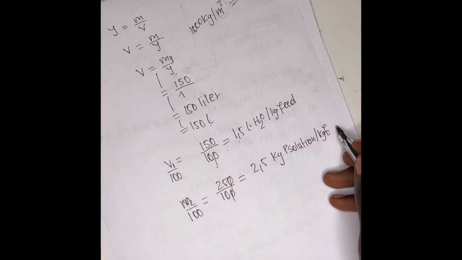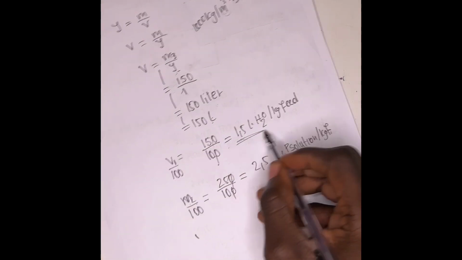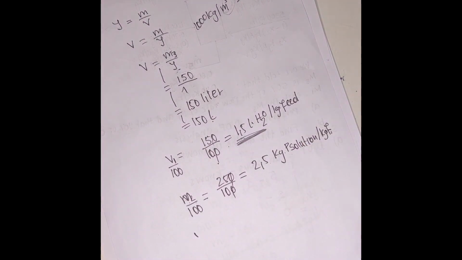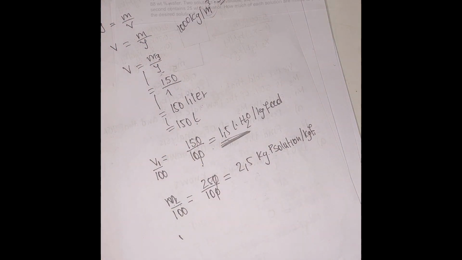Now, if you want to find the ratio, it's easier. We know how to find the ratio now, because you already found the volume, which is 1.5. This is how you're supposed to solve this question. And I believe you guys understand how to solve this question now. Let's move on.